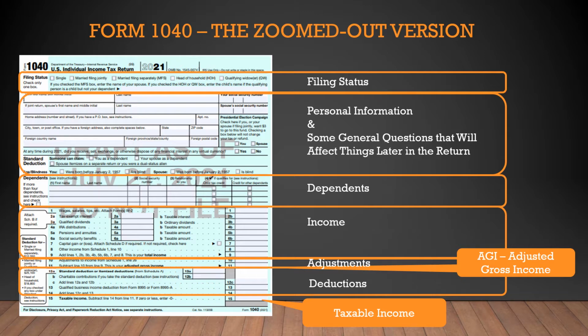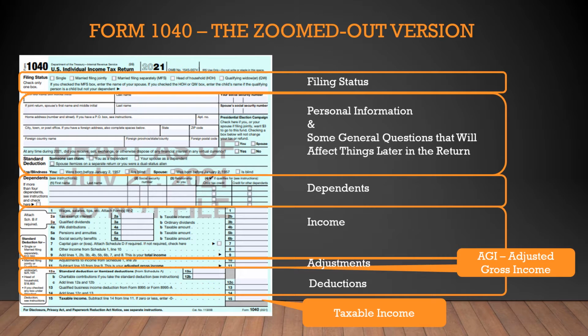This first section is for filing status, and we're going to learn more about filing status in our next lesson. But as a taste, a couple of the more common are single and married filing jointly. Then we have a section for personal information and some general questions that affect things later in the return. One of the newer questions is whether you owned virtual currency. Then we have a section for dependents. These are people that the taxpayer supported and most likely lived with them. And here again, we will be learning more about the test to see if somebody qualifies as a dependent in a later lesson.